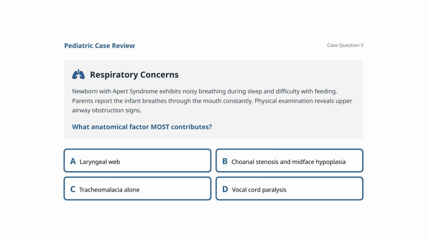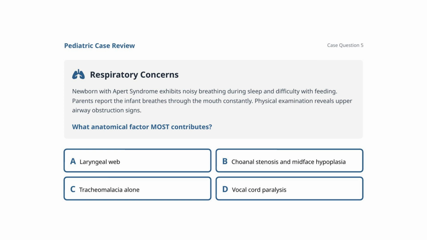A newborn with Apert syndrome exhibits noisy breathing during sleep and difficulty with feeding. Parents report the infant breathes through the mouth constantly. Physical examination reveals upper airway obstruction signs. What anatomical factor most contributes to respiratory problems in Apert syndrome?